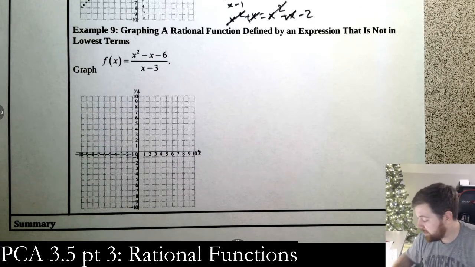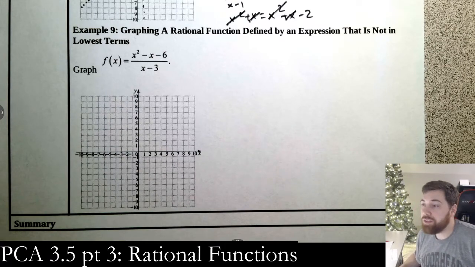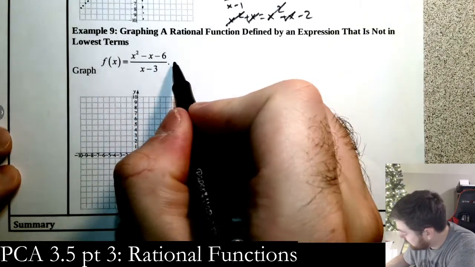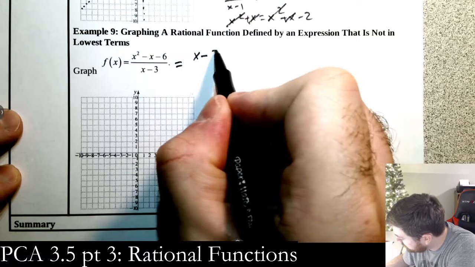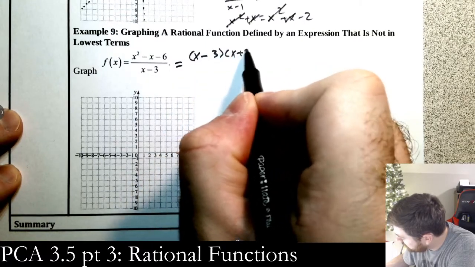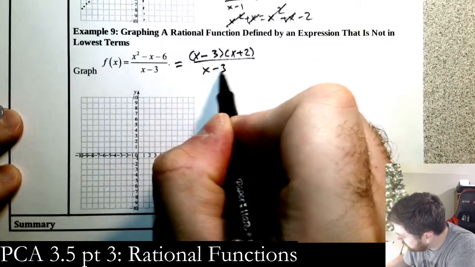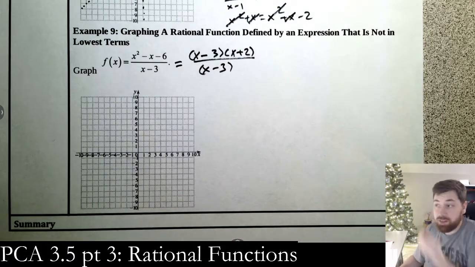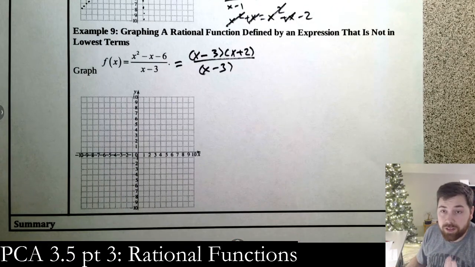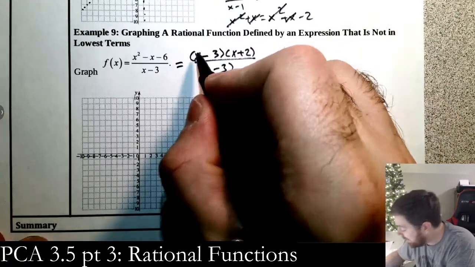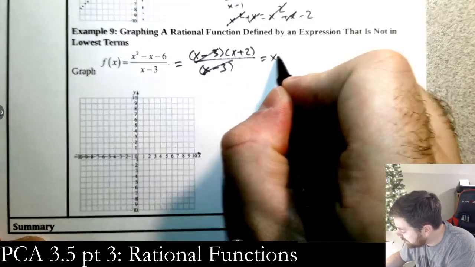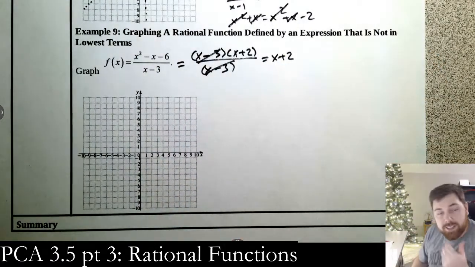And so what I mean by that is, let's do a little bit of work ahead of time. This top part looks like we can factor. Let's do that. So we have x minus 3, x plus 2 on top, over x minus 3. Okay? So that's the equivalent to the function. Now, on top and bottom, we can actually cancel that out, and we get x plus 2. But here's the issue.